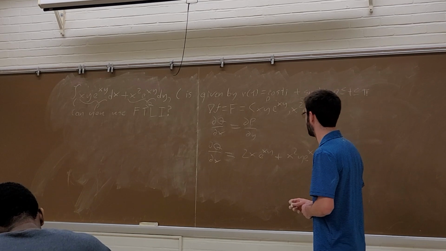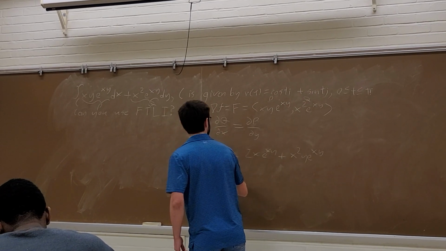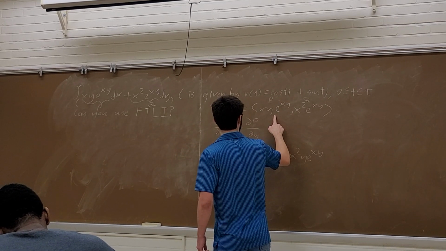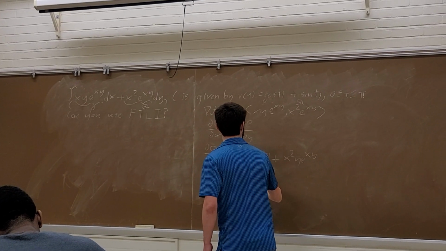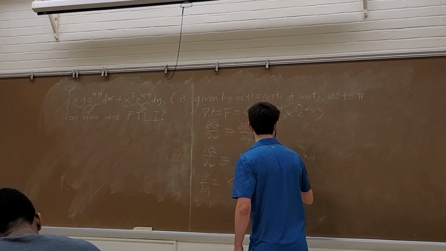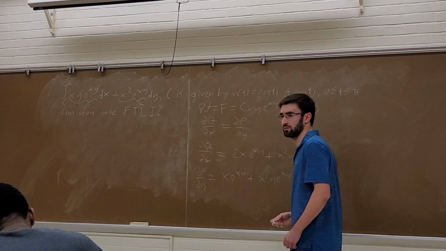Okay, so that'll be that, and now we'll check p dy. So that's p, so the p dy will be x e to the xy plus x squared y e to the xy. And now we check to see if it's the same thing, and it's not, so the answer is no.